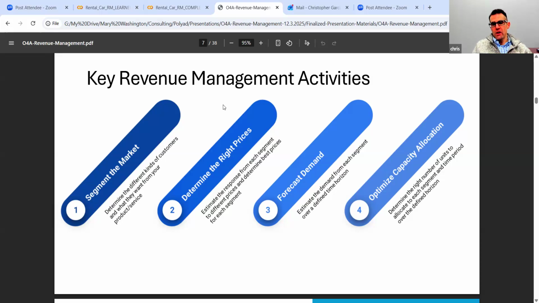So this is a key part, the idea of segmenting the market and determining the different segments that you're dealing with. Another very critical aspect is the pricing itself, determining the right prices. There's going to be a price response from each segment. When I say price response, demand and price are connected. If you can imagine a graph where you have demand on one axis and price on the other, as you increase in the price dimension, the demand is going to go down. So when you have a good that's highly valued, when the price is very low, the demand is going to be high. And as you increase that price, the demand is going to go down.